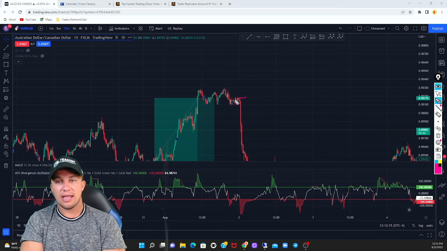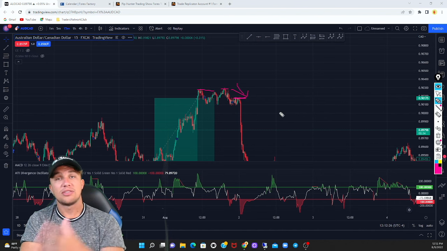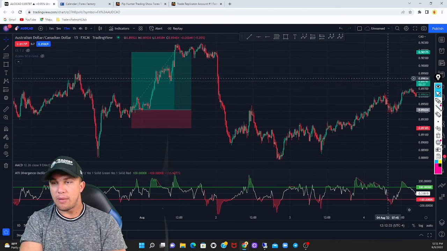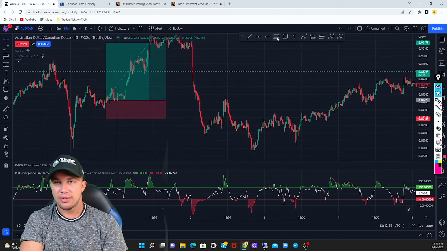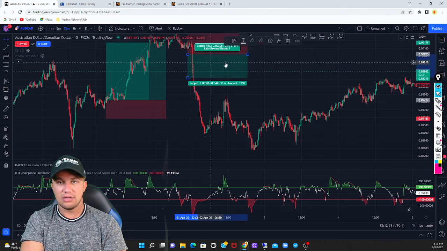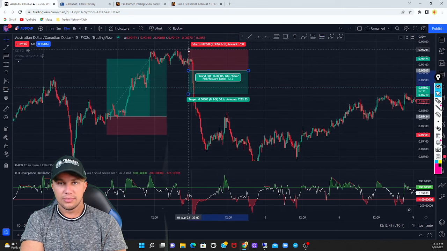And price created a lower high from these highs. So this would have been our confirmation to go ahead and sell. Now we're looking for the positive divergence to get out of this trade. So we would go ahead and sell right here. And we're probably always getting just a little later to get that confirmation.